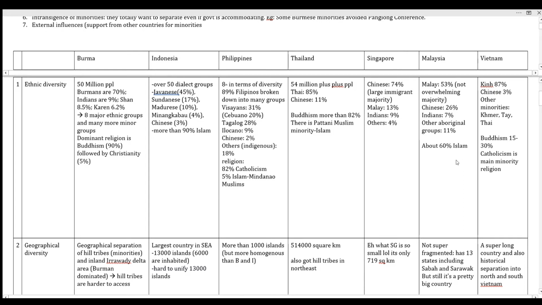And even the religion is not that big of a majority. They only have about 60% Islam if you compare that with Indonesia. Yeah, and finally we have, wait, I can't actually see this.